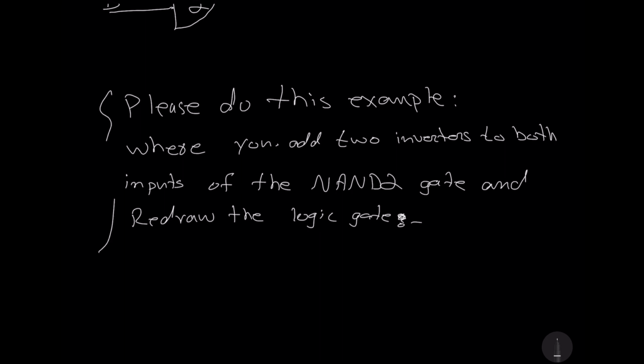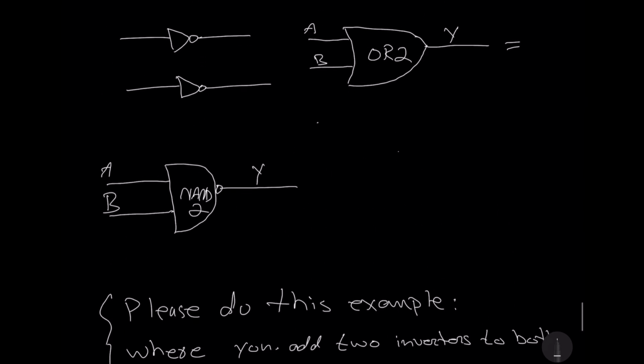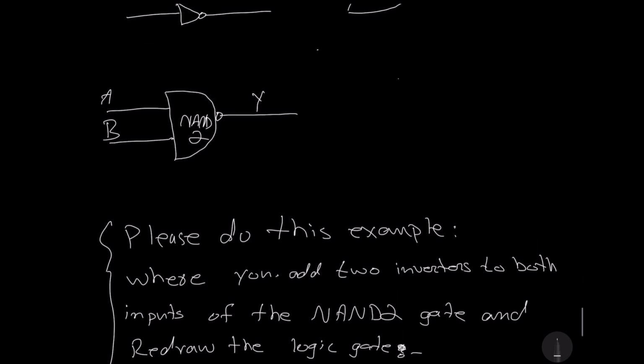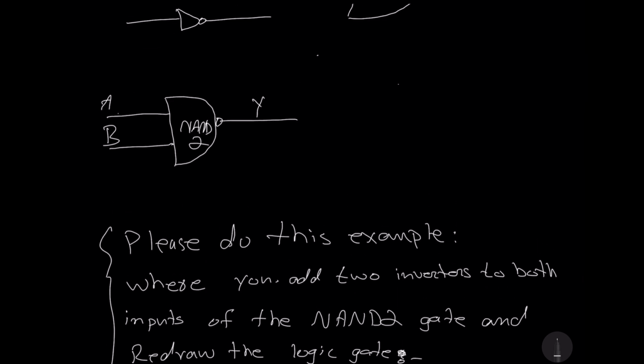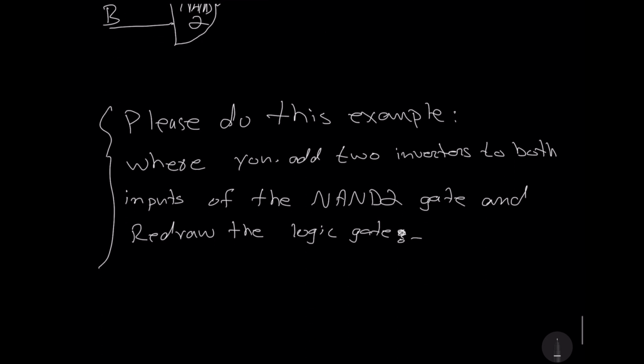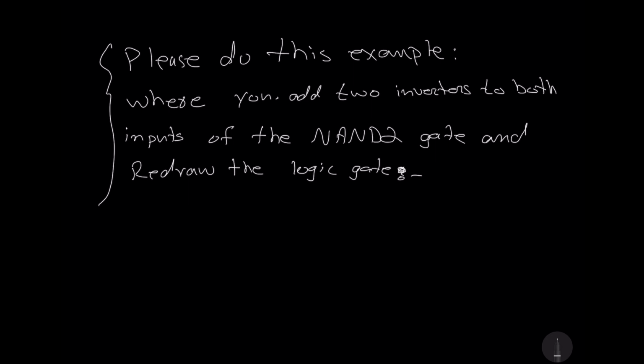Please follow the previous two examples. We created a new logic gate by adding two inverters to the input side of the OR2 gate. Please do the exact same thing and add two inverters to this NAND 2 logic gate and see what our output looks like. Until then, take care guys. I'll see you in the next lecture.